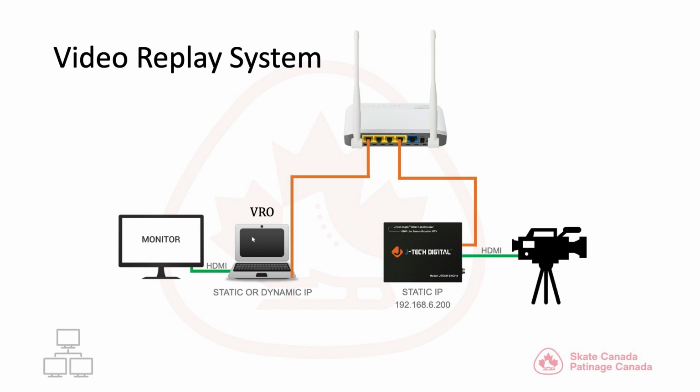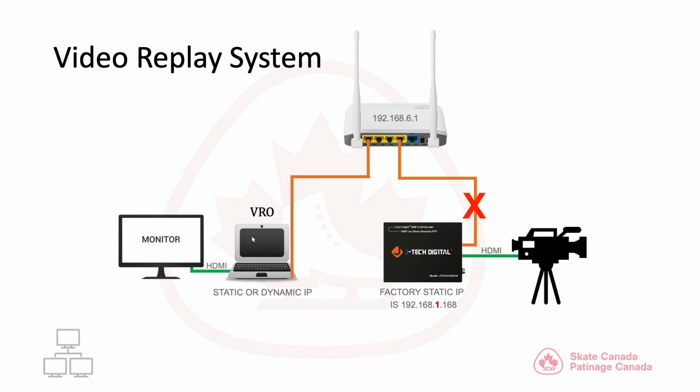Now, if you'll be connecting your VRO and JTEX box to your router, you'll need to ensure that the static IP address on the JTEX box matches the subnet that's being managed by your router. For example, the factory preset IP address on the JTEX box, so when you first buy it, or if you were to do a factory reset, is 192.168.1.168.